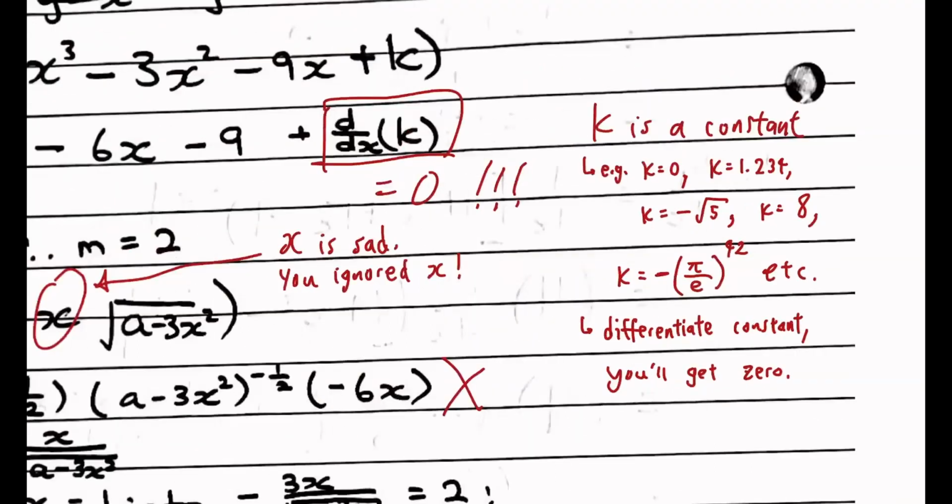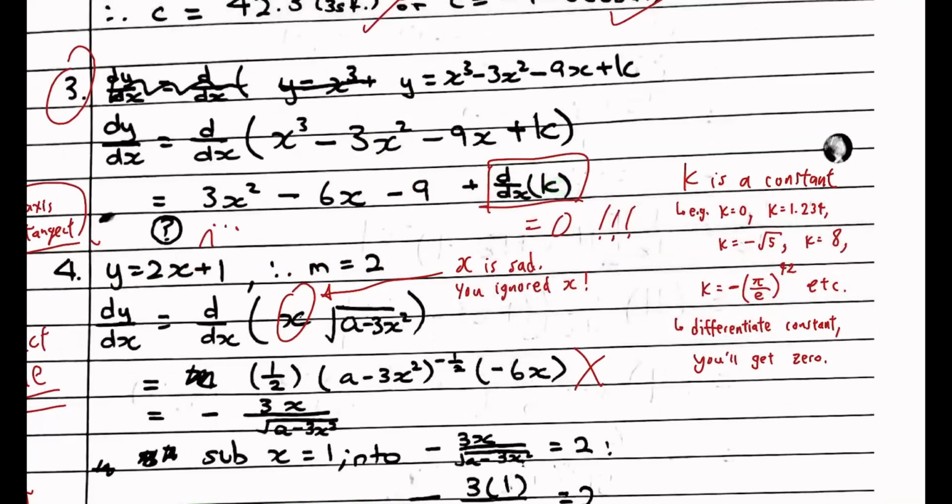So that means this k can be any number, whatever it is, even though we don't know what it is. As long as we know it is a constant, differentiate, and you will get 0. Okay, so that means that your answer is just 3x squared minus 6x minus 9 as dy by dx. How to continue? What did the question ask?